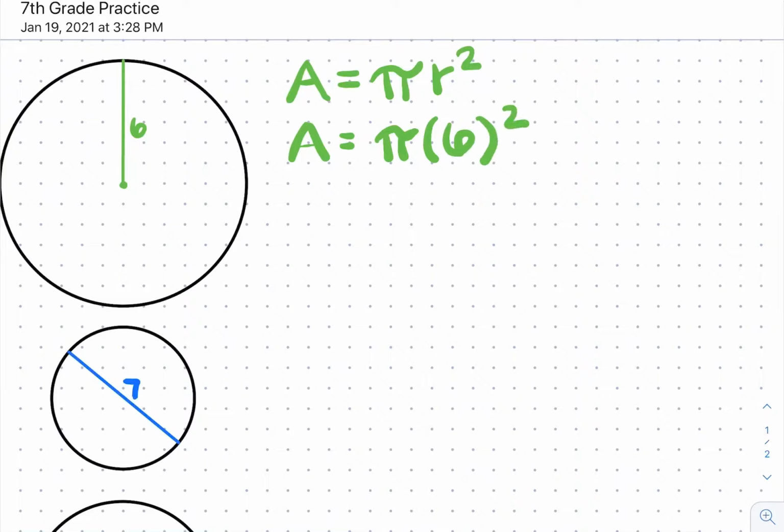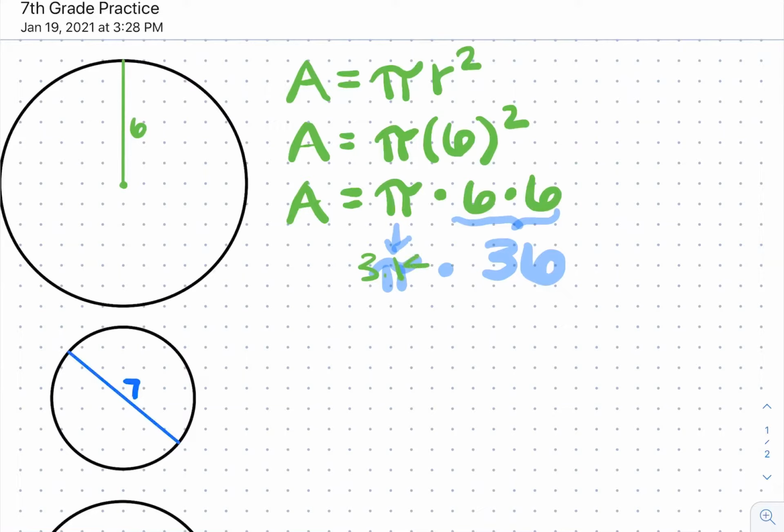Remember, 6 squared means we are going to do 6 times 6. So area equals pi times 6 times 6. This right here is 36. We have two options here. We can do an exact answer where we would just bring pi down, or we can substitute 3.14 in and get an approximation.